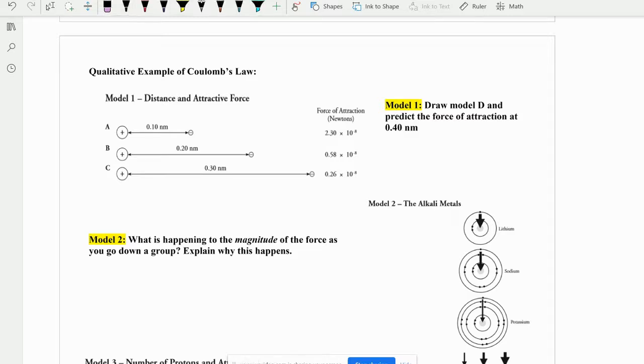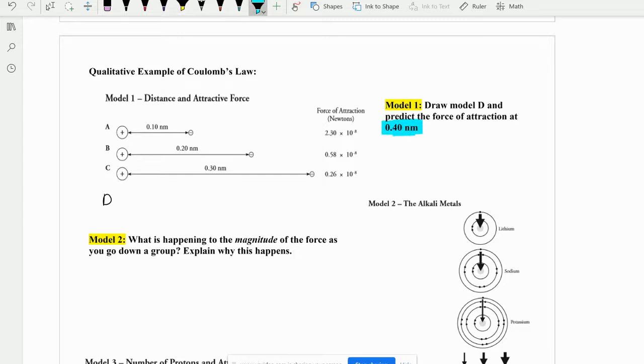You'll see some units popping up that you may not be familiar with if you haven't taken physics. Anyway, it gives an associated force of attraction in each model. And so what I want you to do is actually draw model D. The scenario would be that model D is going to have, I want you to predict the force of attraction if there was a distance between a cation and an anion of 0.4.